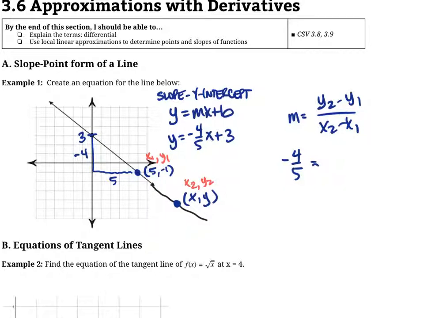So if we plug all of this into our slope equation, everything we know essentially, our y2 is just going to be y. We just called it y because it's a general point. Our y1 we called negative 1, so we can say that's y plus 1, over, and then our x2 value was just x. We called it the general point x, and our x1 value was 5, so minus 5.